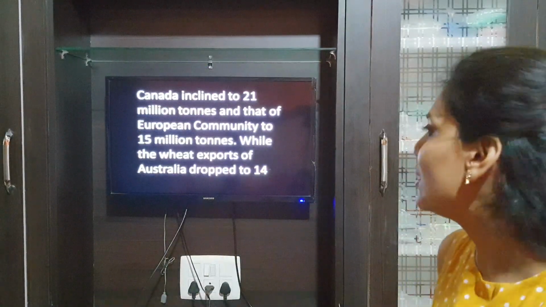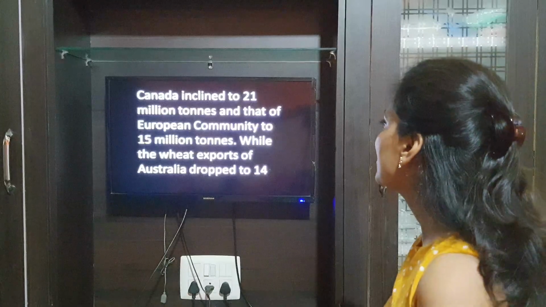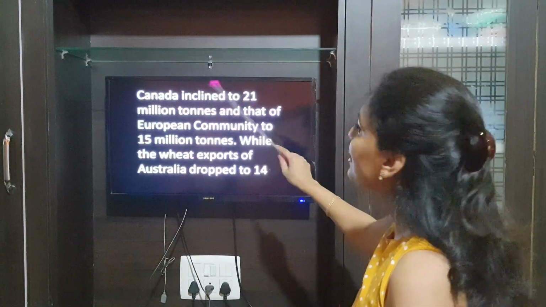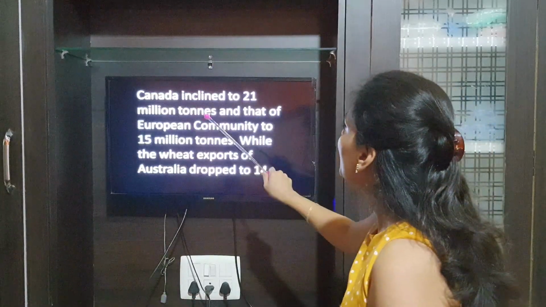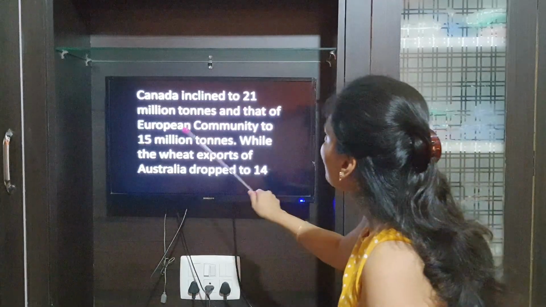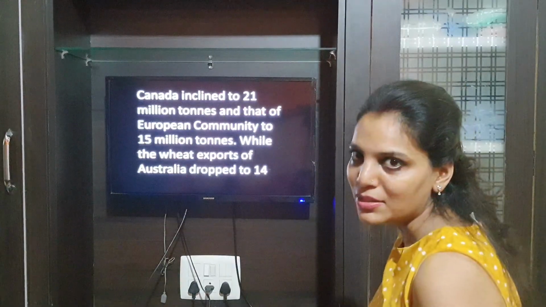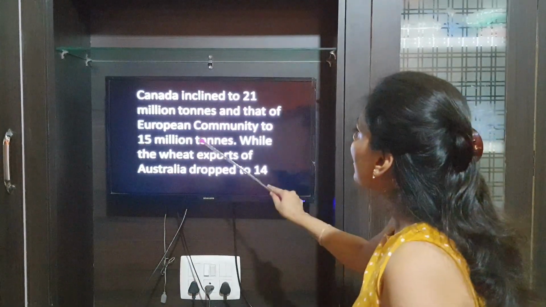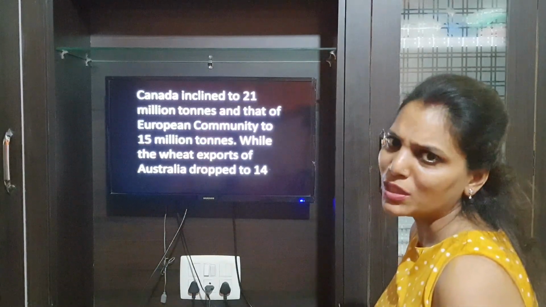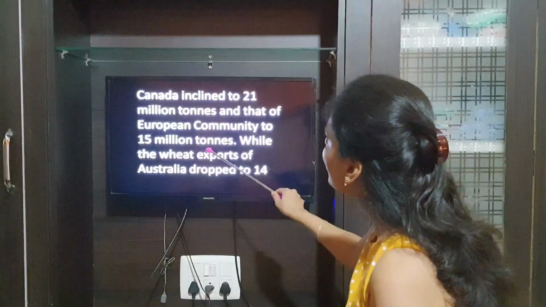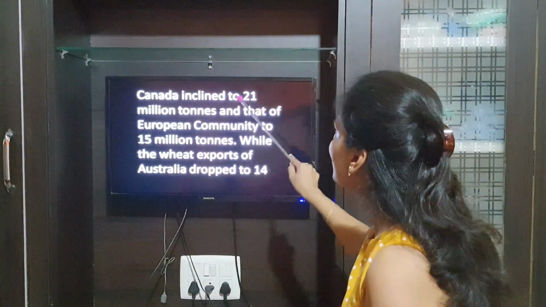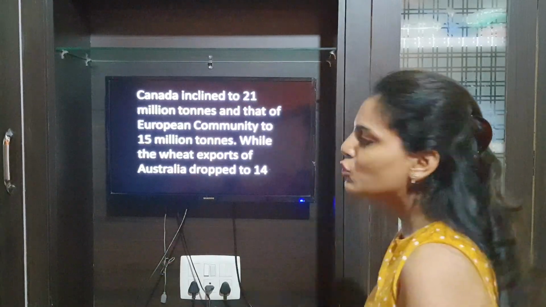Now we see further, the export of wheat in Canada inclined to 21 million tons. If we talk about the next year, the wheat export of Canada inclined, means increased, to 21 million tons, and that of European community to 15 million tons. And there is another country which had an increase in its wheat export, and its wheat export increased to how much? 15 million tons. I have written the exact amount of increase, so I have used the word to.